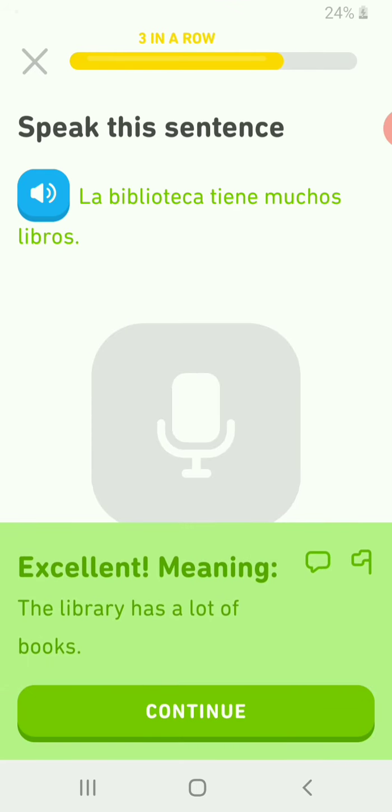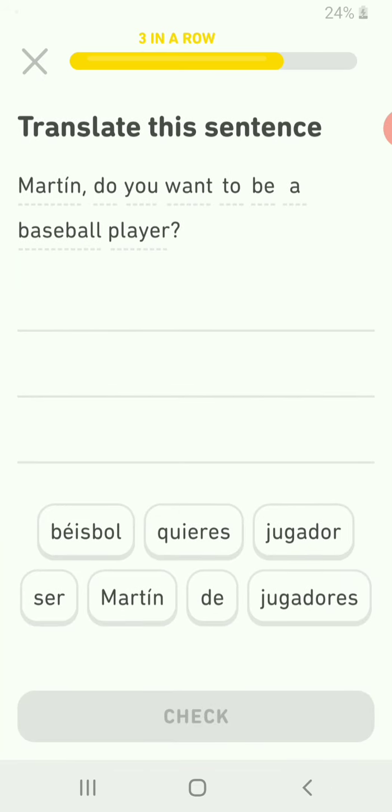La biblioteca tiene muchos libros. So the B is pronounced as a V here. So libros. And this time I cannot say because there is no vowel of the B, of course. But that's how it should sound.